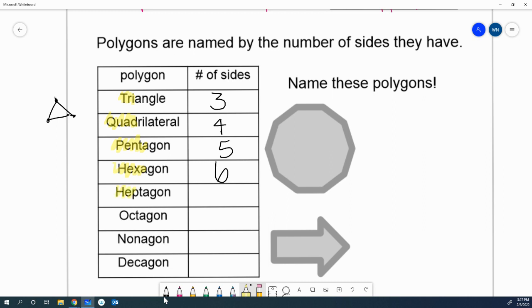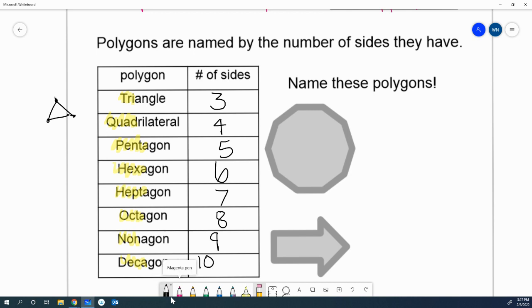Next, we've got a heptagon, and hepta means 7. Then we've got an octagon, just like an octopus. Octo means 8. Then a nonagon, which means 9 sides. And finally, a decagon, which means 10. Think of the word decade.